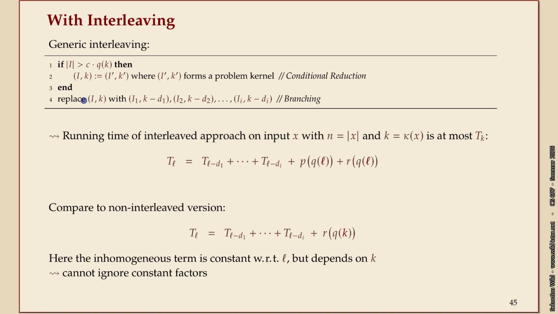And then you do the branching on the reduced instance. And you do that recursively. Like this is to be inserted into your recursive algorithm. Now, if you analyze the running time for this procedure with interleaving, it has the same structure. It's also a recursion depending on the parameter. And for each recursive call, you get a recursive cost for the size of the parameter in that recursive call.